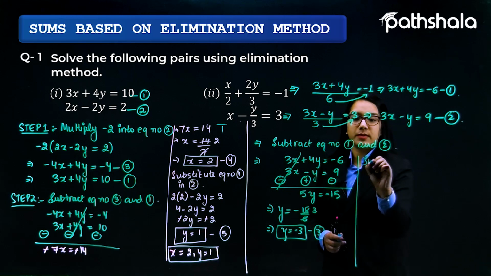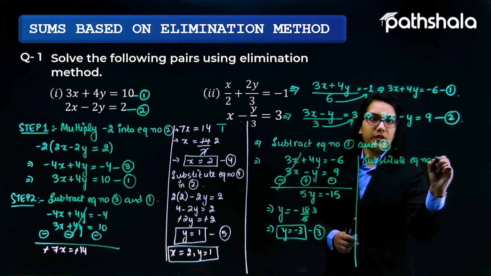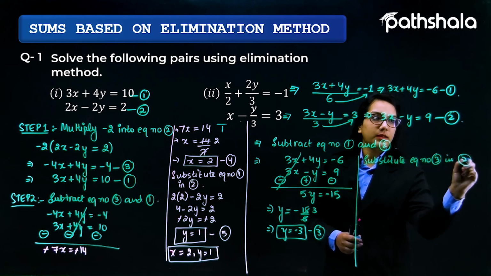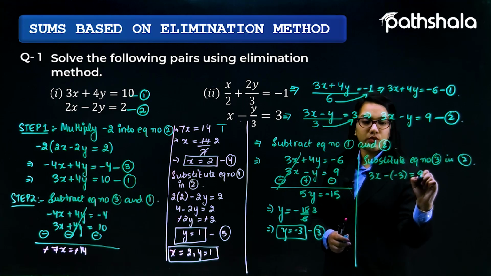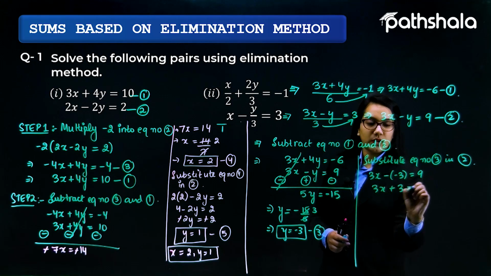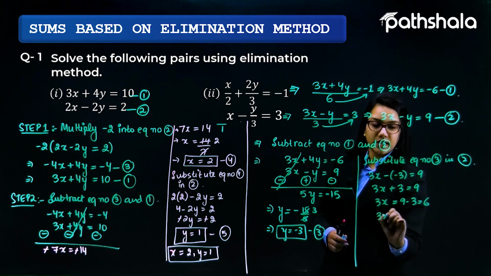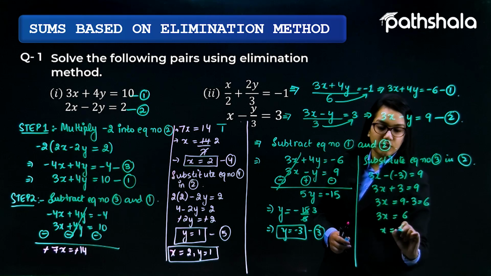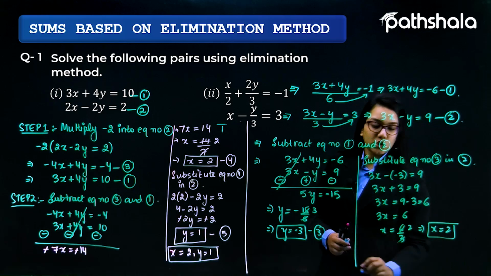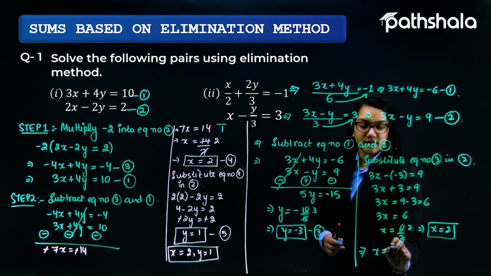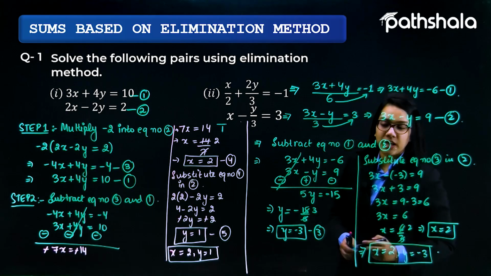So let us suppose we substitute into equation number 2. We'll get 3x minus of minus 3 is equal to 9. This is 3x plus 3 is equal to 9. 3x is equal to 9 minus 3, which is equal to 6. 3x is equal to 6 means x is equal to 6 by 3, which is nothing but 2. So at the end x we are getting as 2. So hence the answer for the second part is x is equal to 2 and y is equal to minus 3 using the elimination method.